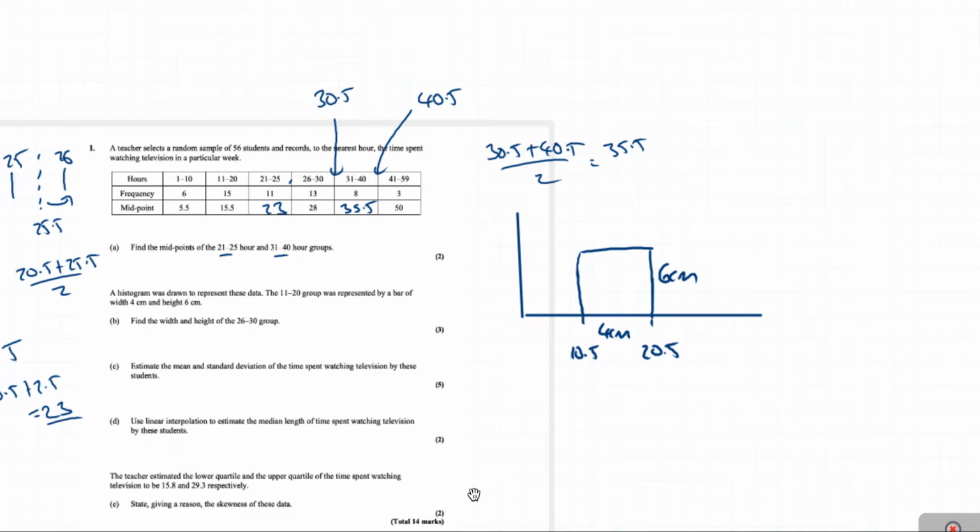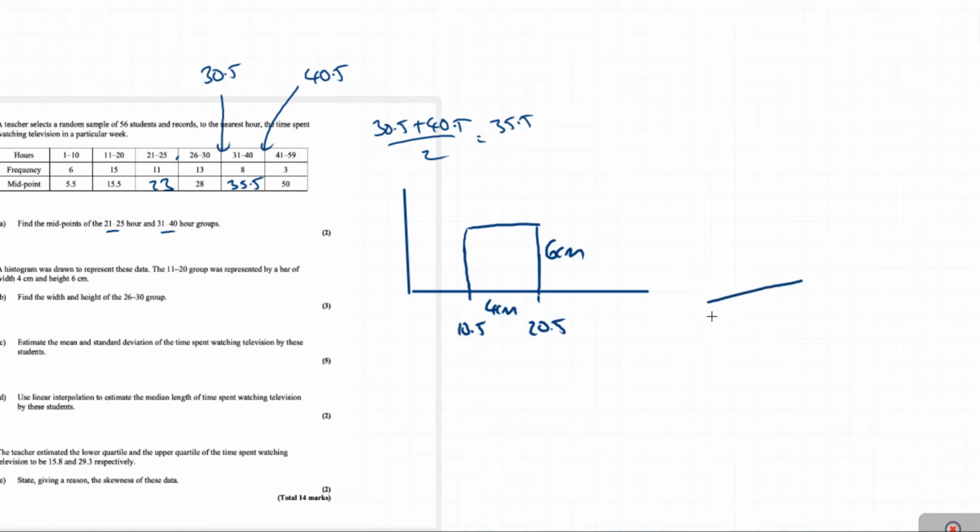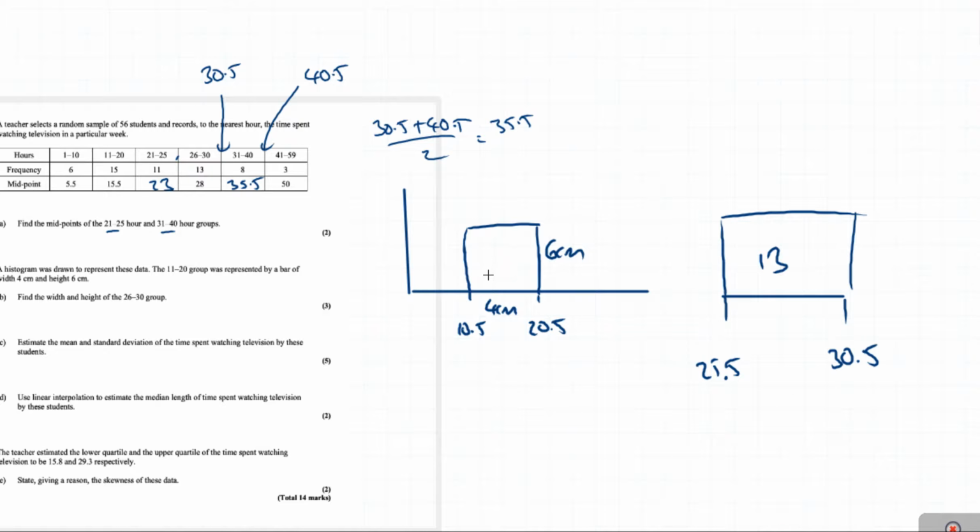And what we want to do is find the width and height of the 26 to 30 group. So the 26 to 30 group is actually going to be made up of a lower class bound of 25.5 and an upper class bound of 30.5, and has a frequency of 13. So there's 13 here. In this one, the frequency in the 11 to 20 group is 15. So how can we use this information? Well, first of all, we need to do the measurements. So first of all, we know that 4 centimeters corresponds to 10 values.